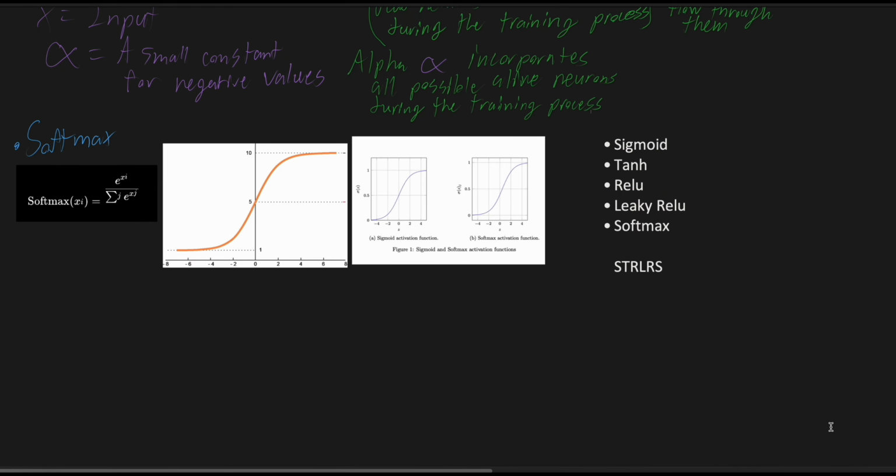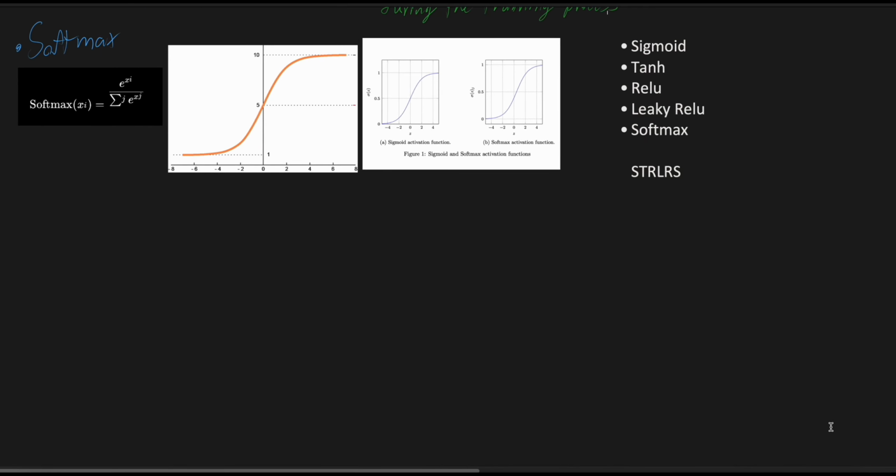We have the one and only softmax function. And the softmax function is a generalization of the sigmoid function for multiple classes.